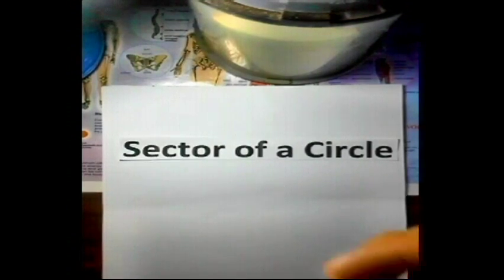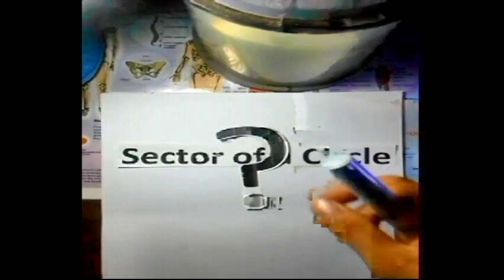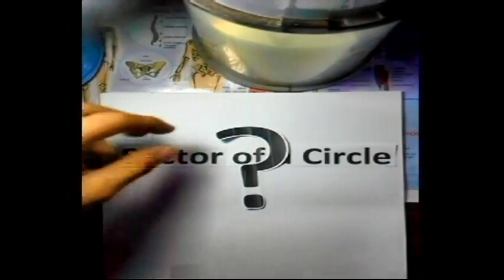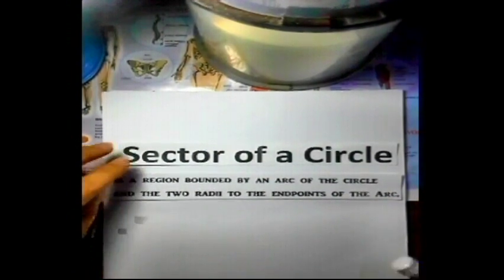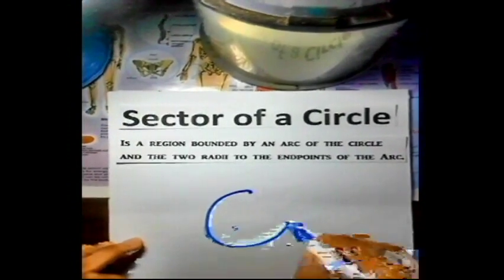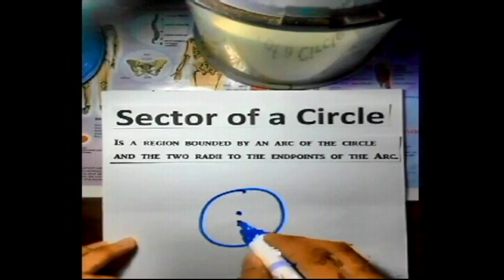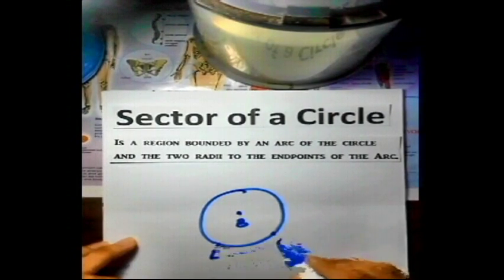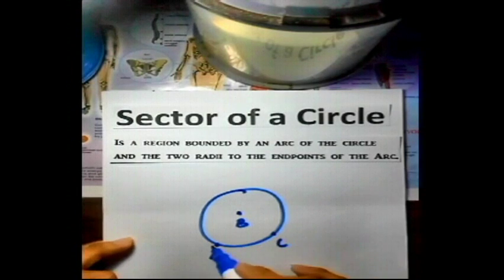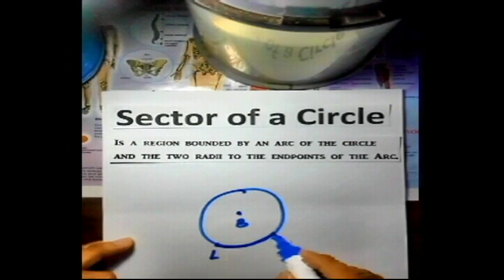So now, before we start with our exercise, what is actually a sector of a circle? To give the definition, a sector of a circle is a region bounded by an arc of the circle and the two radii to the endpoints of the arc. As you can see here, we have a figure of a circle and three points: point B, point L, and point C. Going back to the definition, a sector is a region bounded by an arc. So we have an arc here, which is from point L to point C.